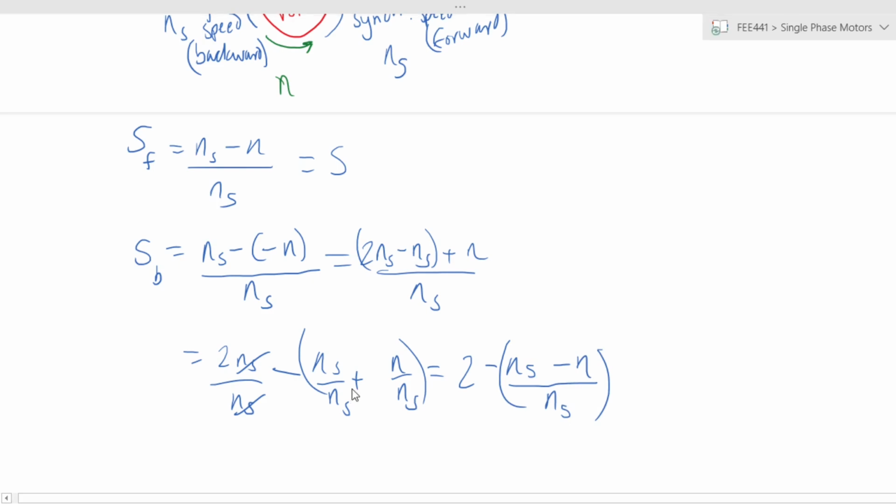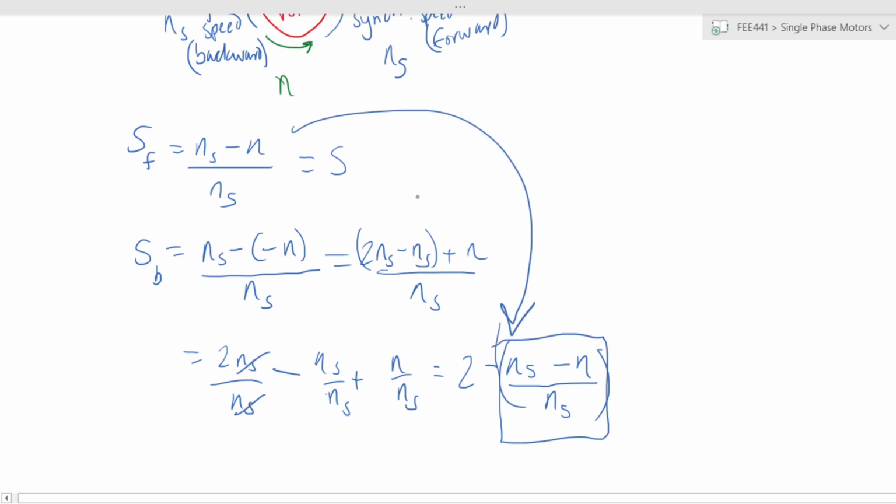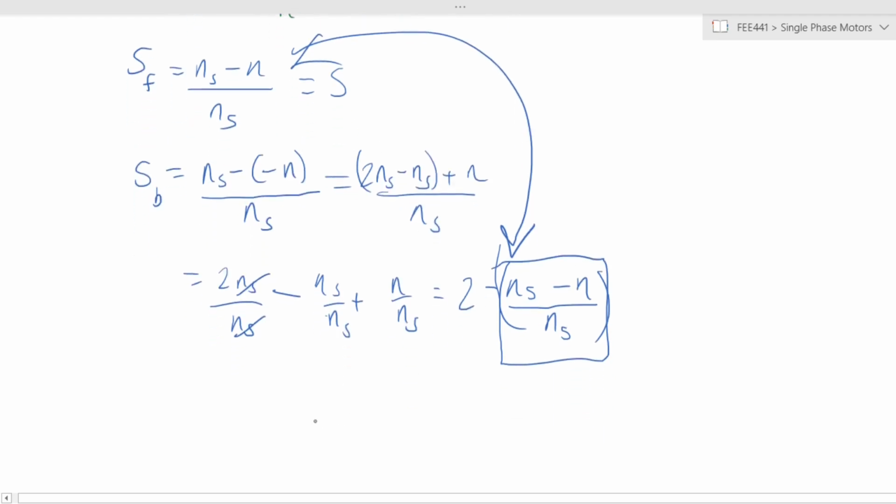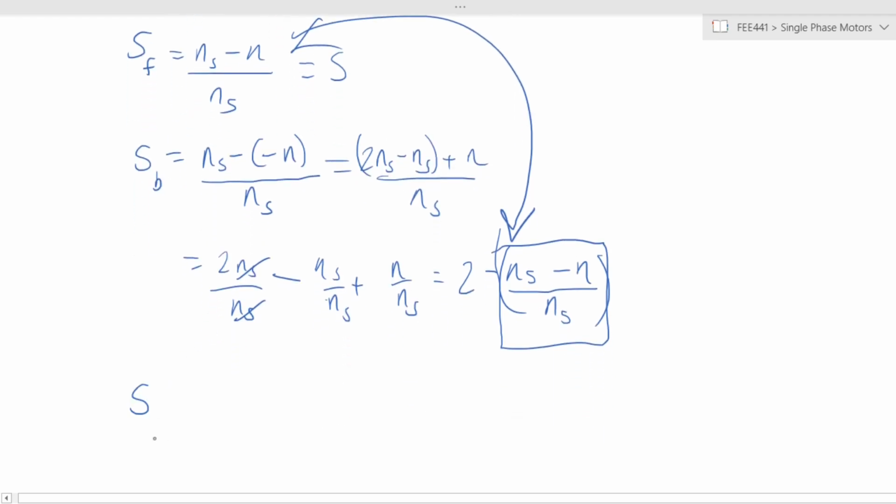Just erase this so it doesn't confuse us. So what does this mean? This is the same as that. What we've said is the slip in the backward direction is equivalent to 2 minus the slip in the forward direction. This is a very important phenomenon that we have achieved. It is equal to 2 minus the standard slip, right?